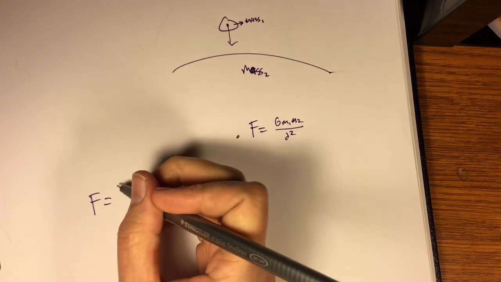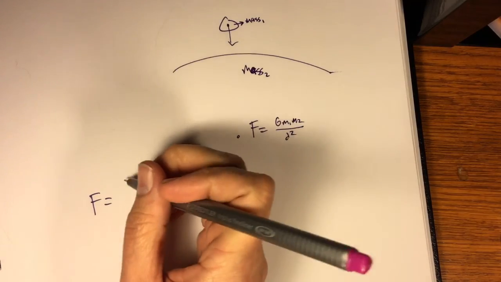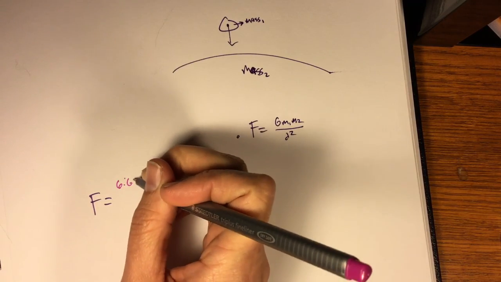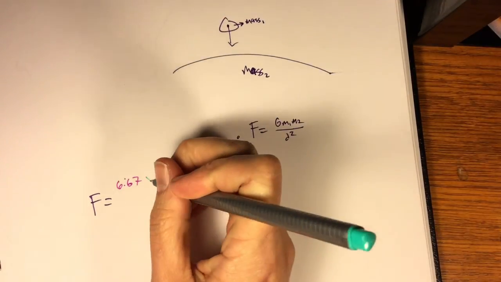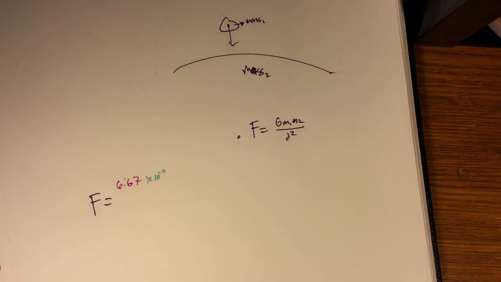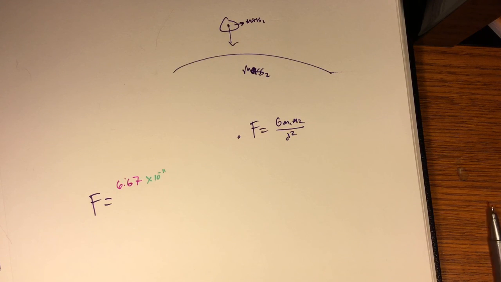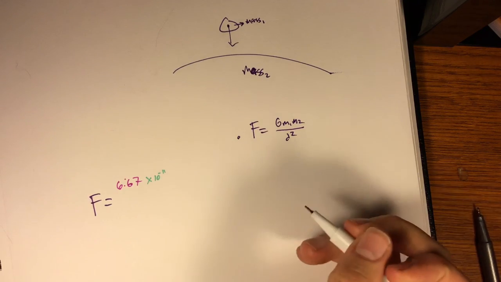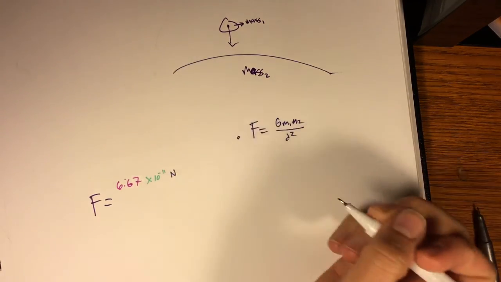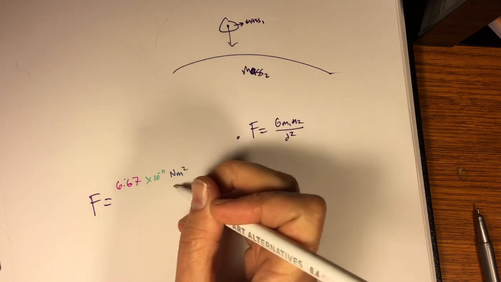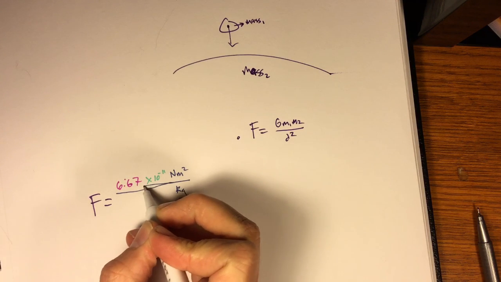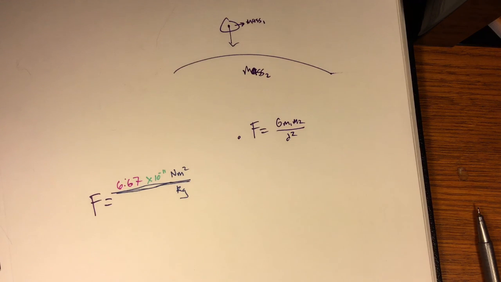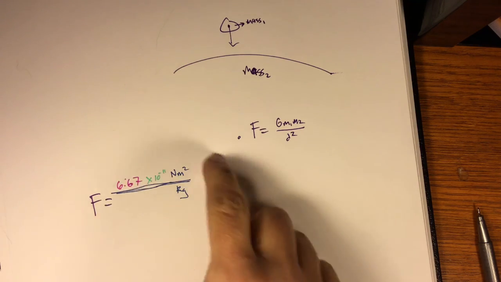So I'm going to do the numbers part in one color. G is given as 6.67 times 10 to the negative 11th. Awesome. And then I'm going to pull out another color for the units: Newton meters squared per kilogram squared. I'm going to extend that line all the way across, and it's going to be easy in just a second. So this whole thing is G.